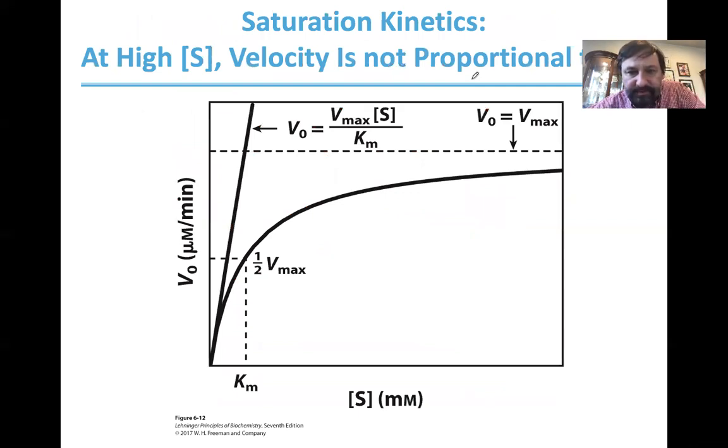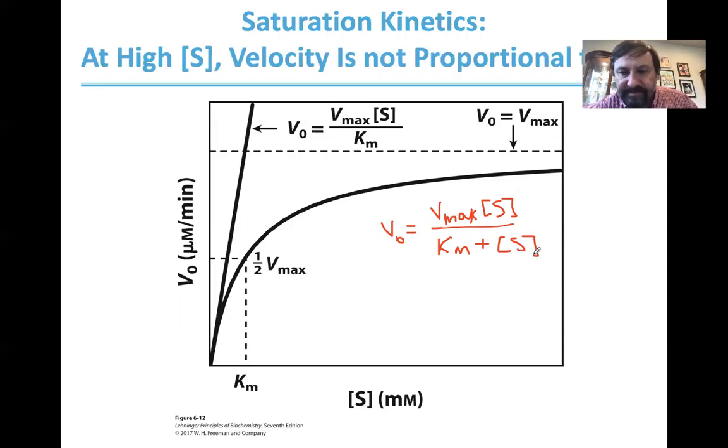And also it's important to understand some extreme situations. So for example, let me redraw this equation again. V naught equals Vmax substrate concentration over Km plus substrate concentration. Let's take two extreme situations. One in which substrate concentration is low.